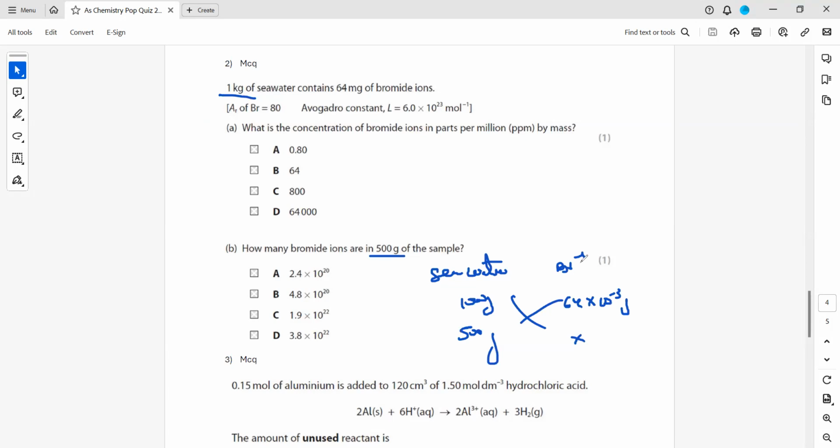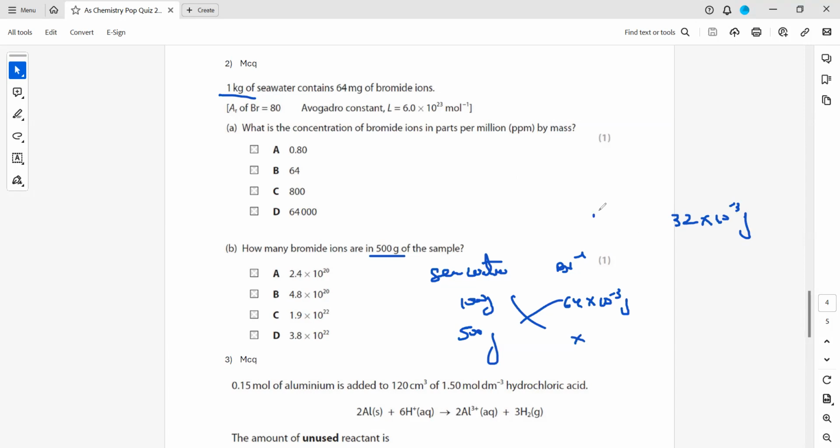This will give us the moles. Sorry, this will give us the mass in gram. So 500 gram means it will be half of it. So this will be 32 into 10 power minus 3 gram. And this 32 into 10 power minus 3 is divided first. Now we'll get the moles.